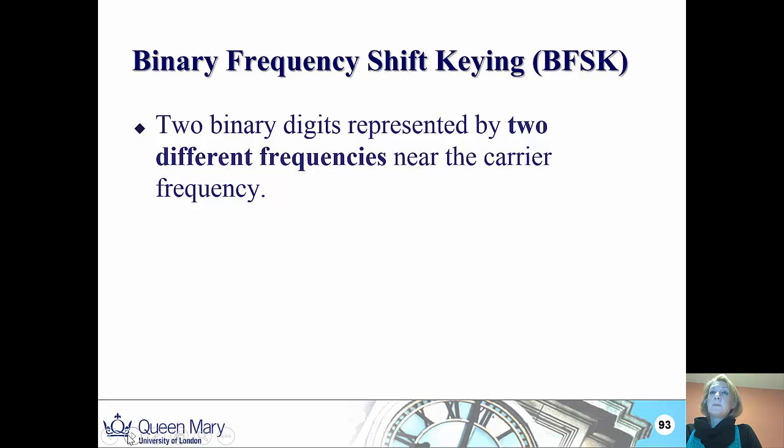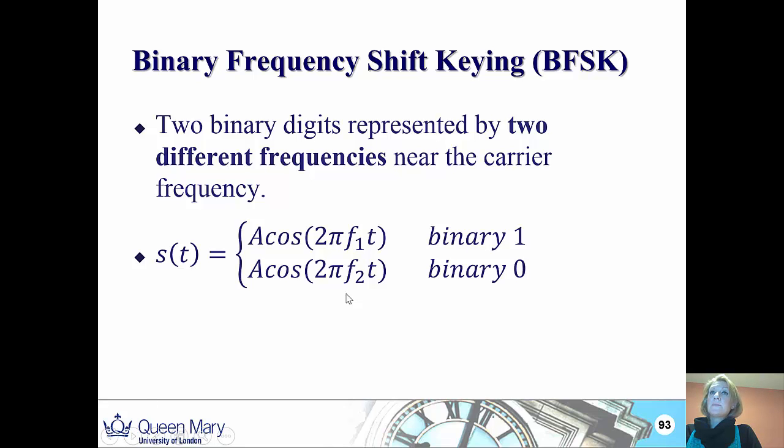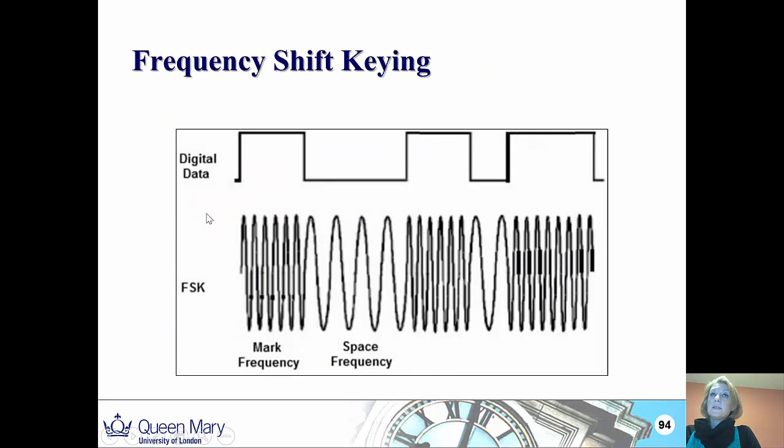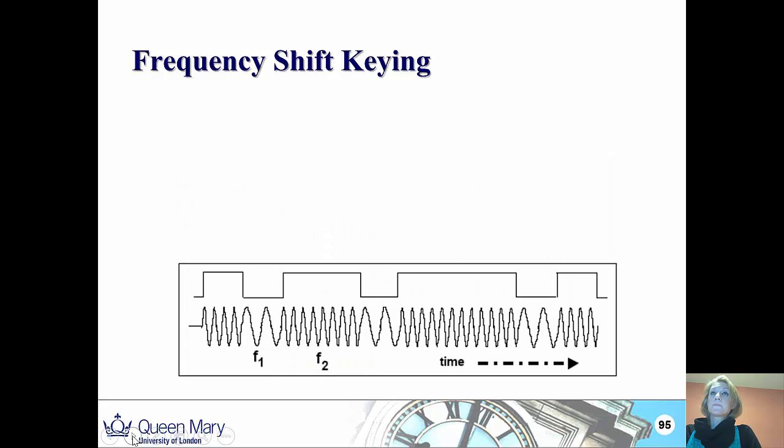So two binary digits are represented by two different frequencies near to the carrier frequency. You can see here in our sine wave that there's actually two different frequencies which are being used in order to communicate the binary 1 and the binary 0. Just to represent again, whenever we're communicating a 1, we have one set of frequency being used, and whenever we're communicating a 0, we have a contrasting frequency being used.